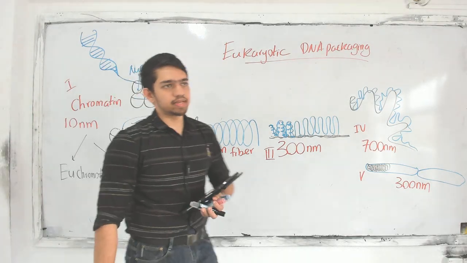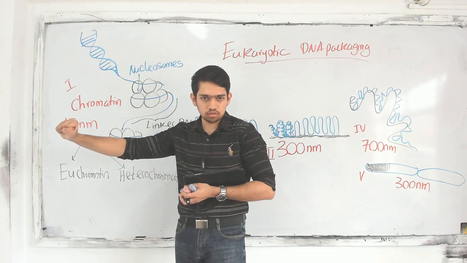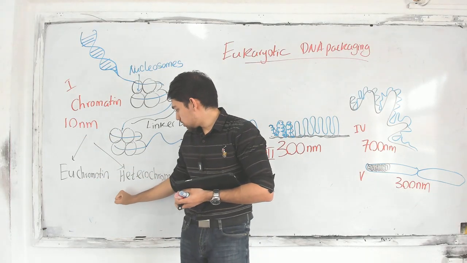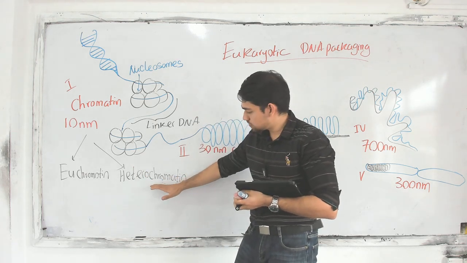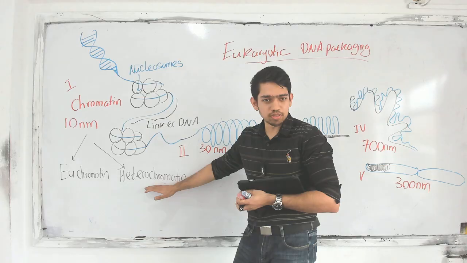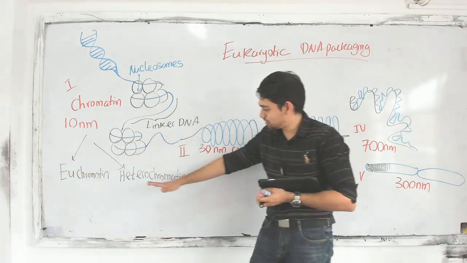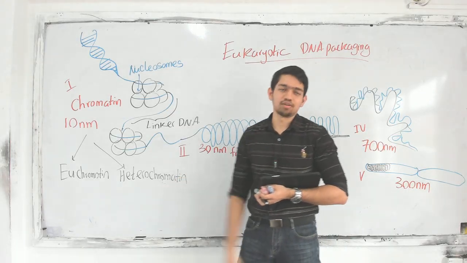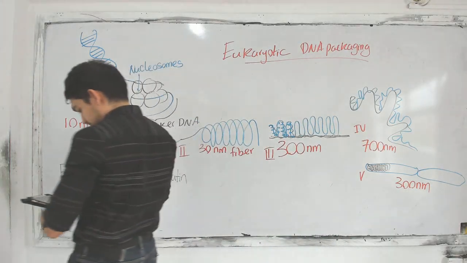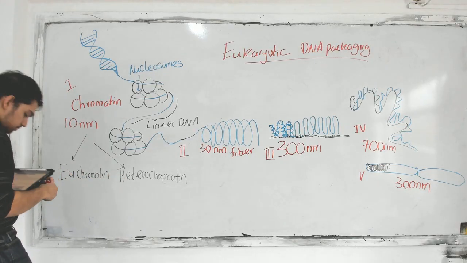So it makes sense that the DNA used very frequently is not very tightly packed. DNA used very frequently is loosely packed. DNA used less frequently is tightly packed. Okay. What are the features of this euchromatin?